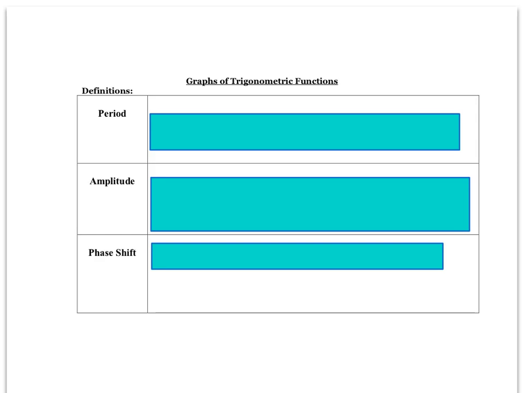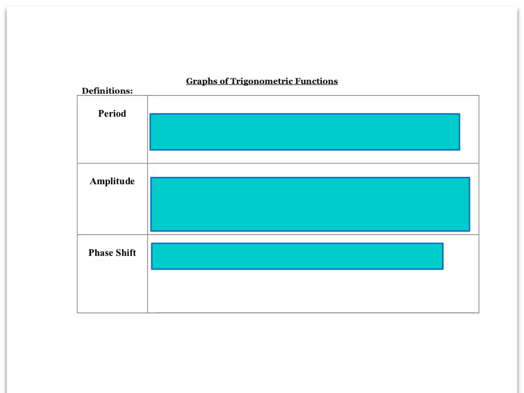Today we're going to talk about the graphs of sine and cosine. We've already gone over the basic shape. Now we're going to get into the details of graphing them individually. First, we need to define three concepts.